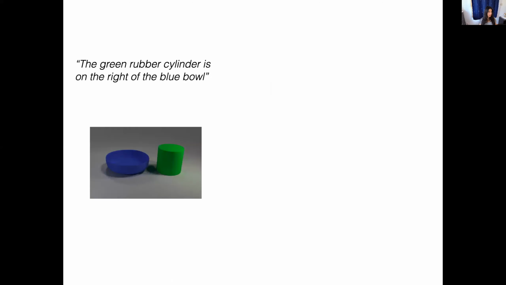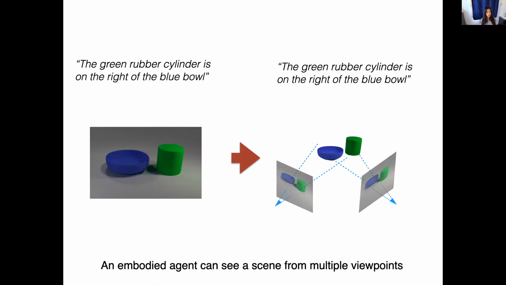Our proposal here is very simple: instead of associating language with images, like what we show on the left, what if we associate language with scenes? We have an embodied agent, because now it can look at a scene from different viewpoints. We allow the agent to go around the scene and see it from different viewpoints. And once you're allowed to see a scene from different viewpoints, you can see things that you cannot see from a single image.